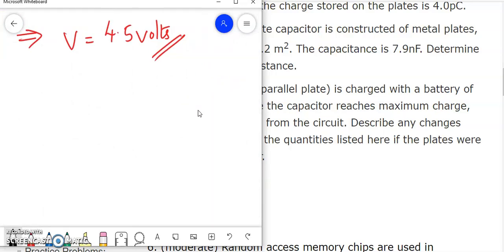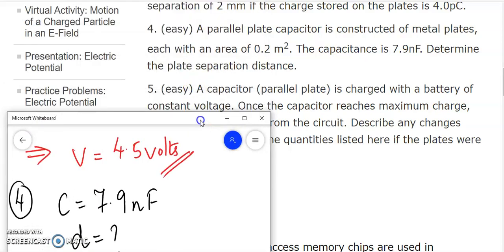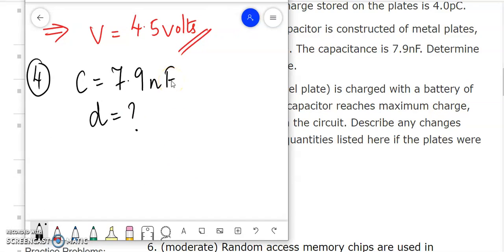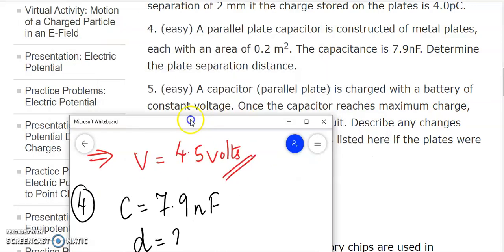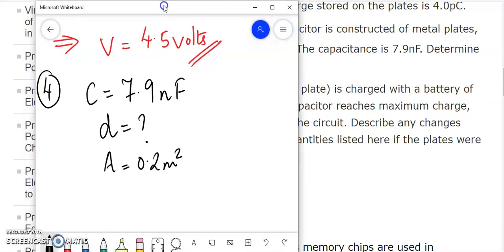So moving on to your fourth question, capacitance is given, which is 7.9 nanofarads. And then it's asking you to find distance. So we don't know distance between the two plates. It's a question mark. And then it's given you area, which is 0.2 meter square. And then that's it. So now it's asking you to find the distance.